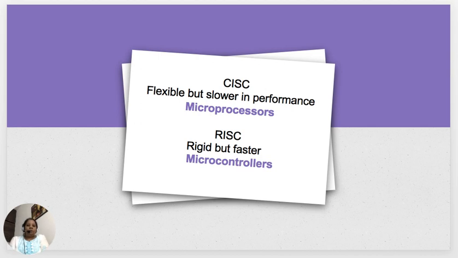Now coming to the overall philosophy of operation or performance of a CISC processor, we would say a CISC processor is flexible, but it is slower in performance. For example, all microprocessors have the CISC philosophy, whereas all the RISC processors will not be flexible because they have got rigid size, rigid rules, and a rigid way of doing their operations, but they are best and faster. All microcontrollers are RISC based.